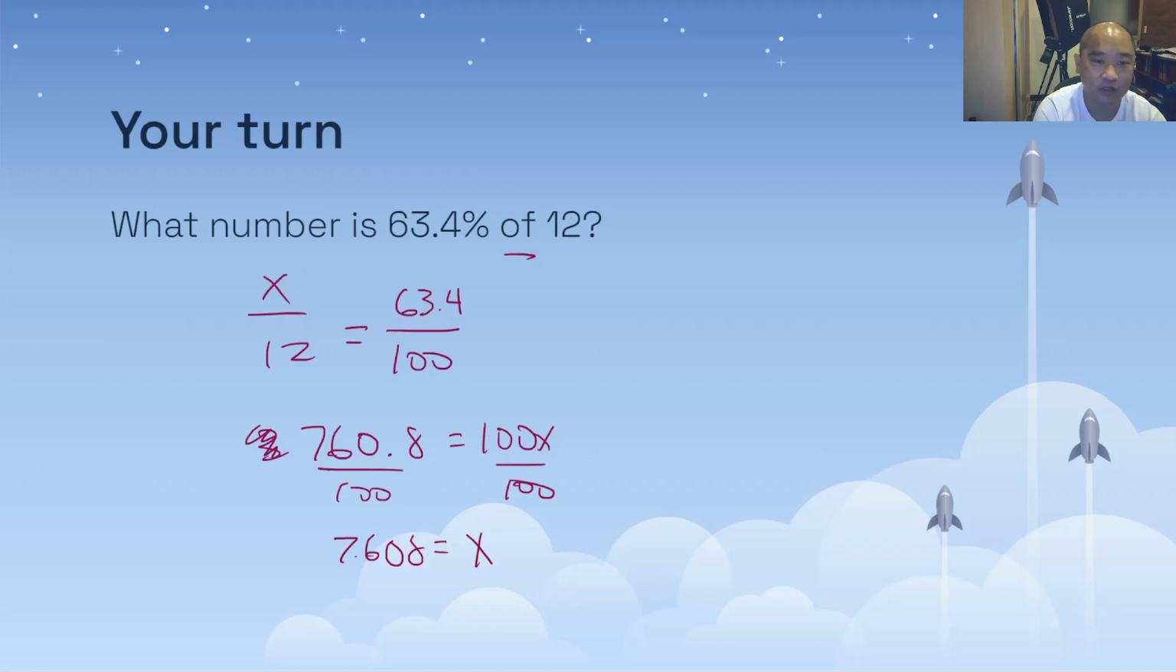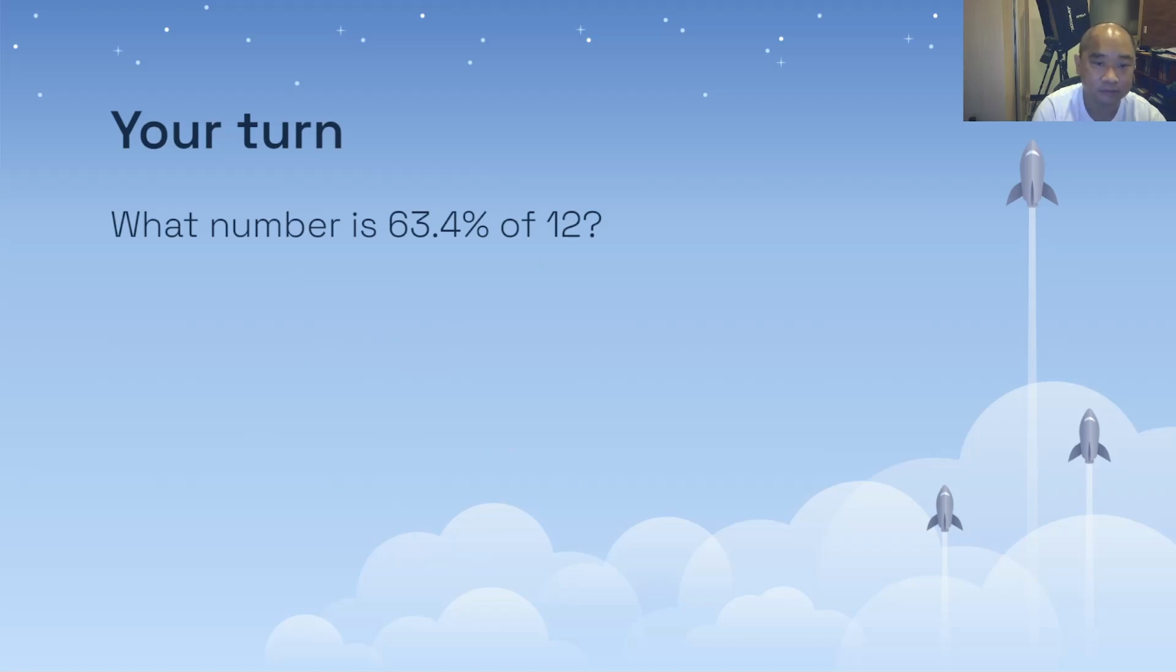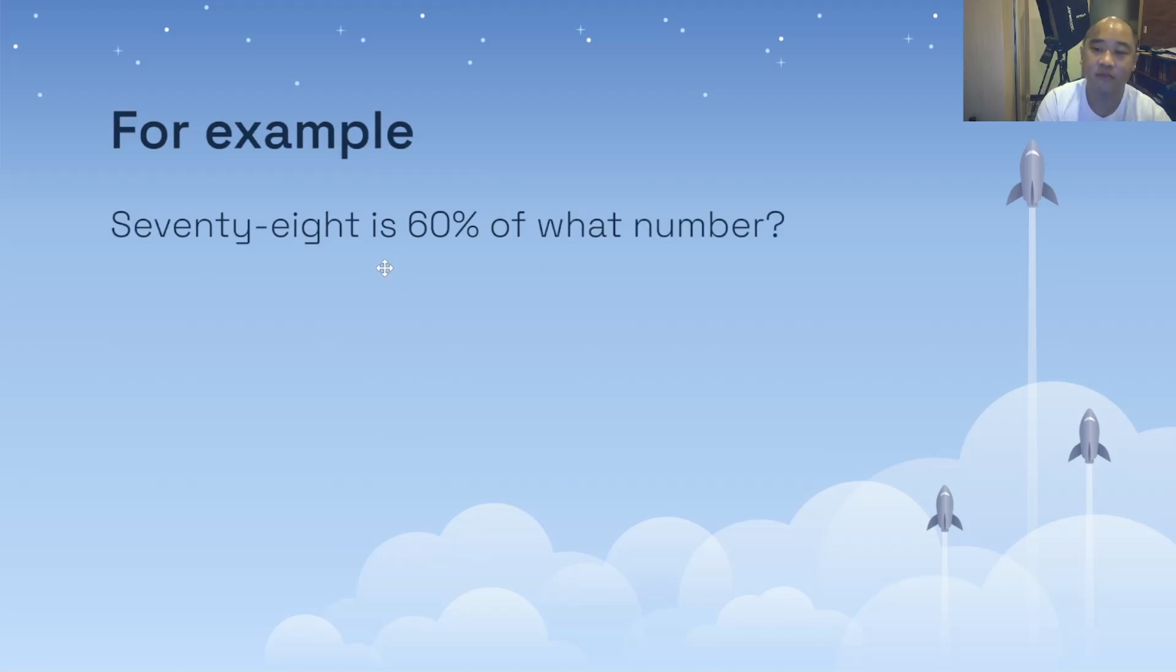Okay, let's look at our next example. Let's say we want to know the total of what number. So now it looks like this, right? We don't know the total? Well, 60 is the percent, and then 78 is the part. So same thing here. Nothing is different.